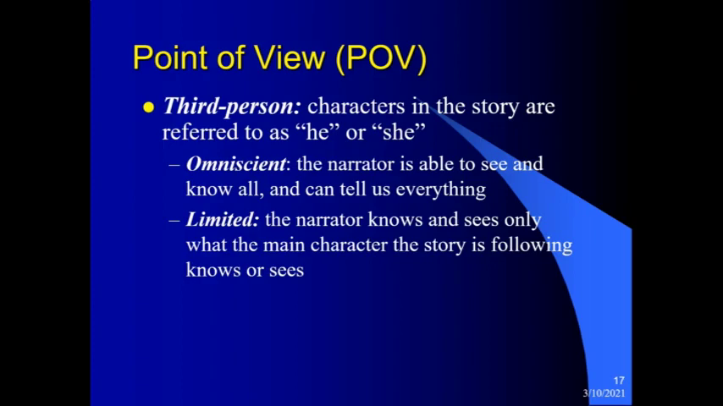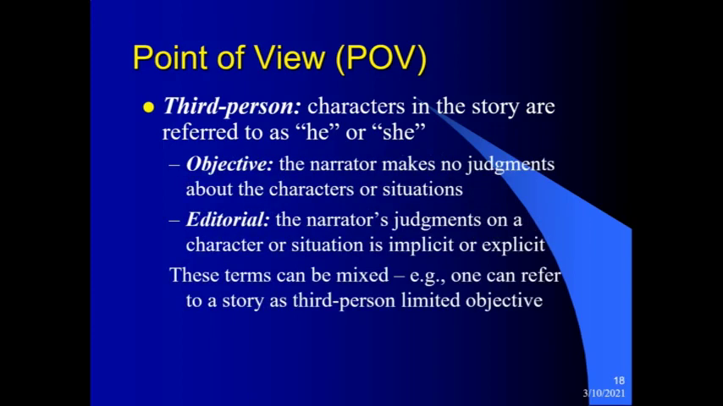Or you can have a limited third person point of view in which the narrator knows and sees only what the main character the story is following knows or sees. Sometimes a book will follow one character for, say, a set of chapters. And in that case, you could say that a third-person omniscient point of view changes to limited in these particular cases. So there might be a mixture of these things.